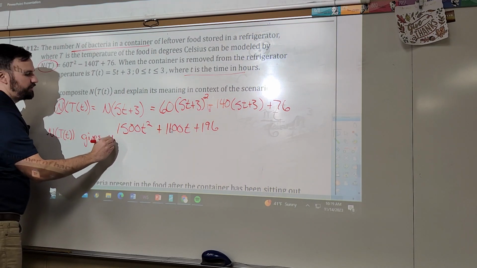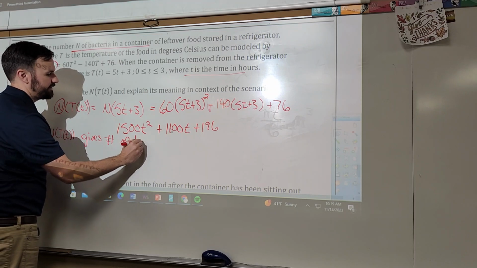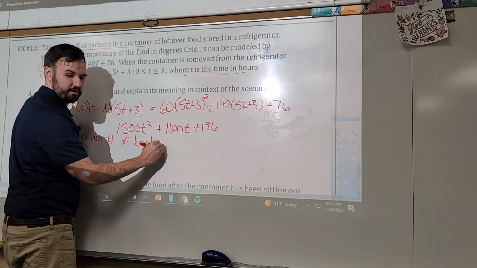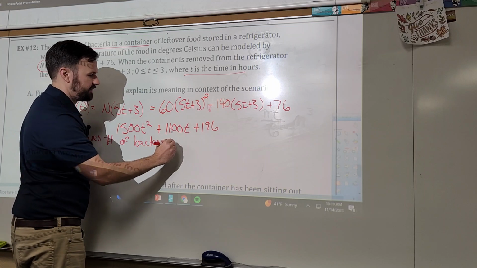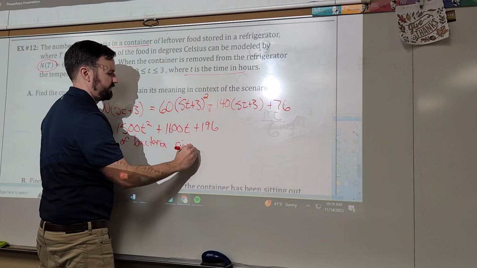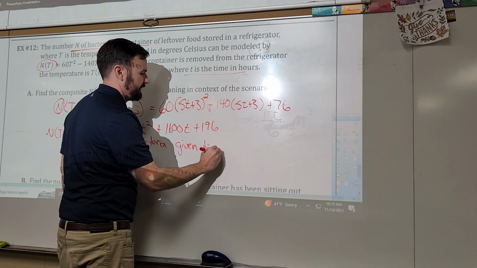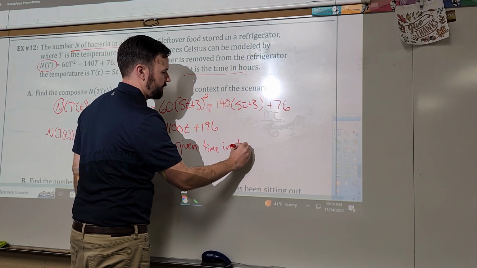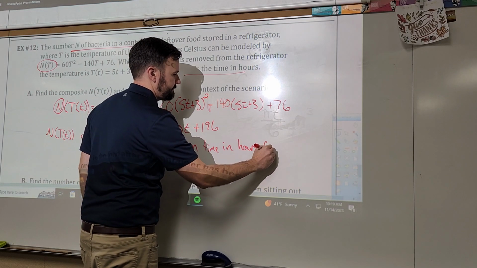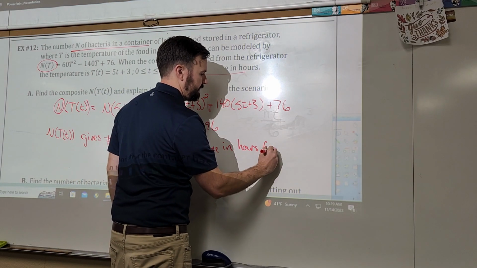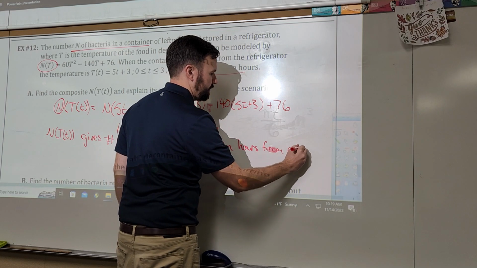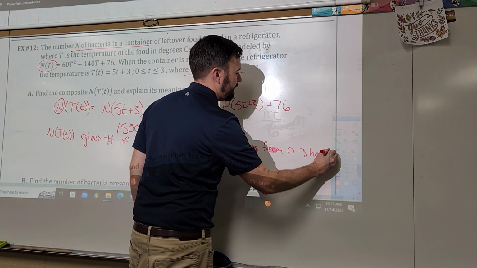gives number of bacteria given time in hours from 0 to 3 hours. Why do I have to add the 0 to 3 hours?